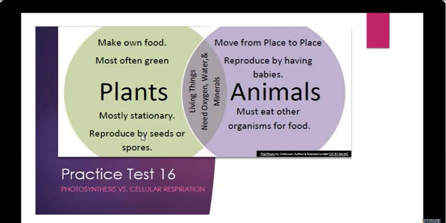Practice test 16. Photosynthesis versus cellular respiration. Today I want to compare two essential biological processes, photosynthesis and cellular respiration. Although they are opposites, together they create balance in ecosystems.